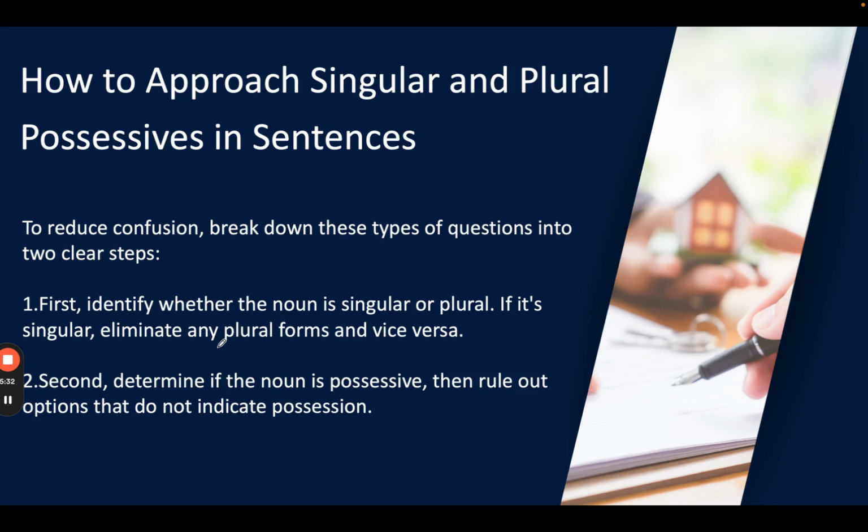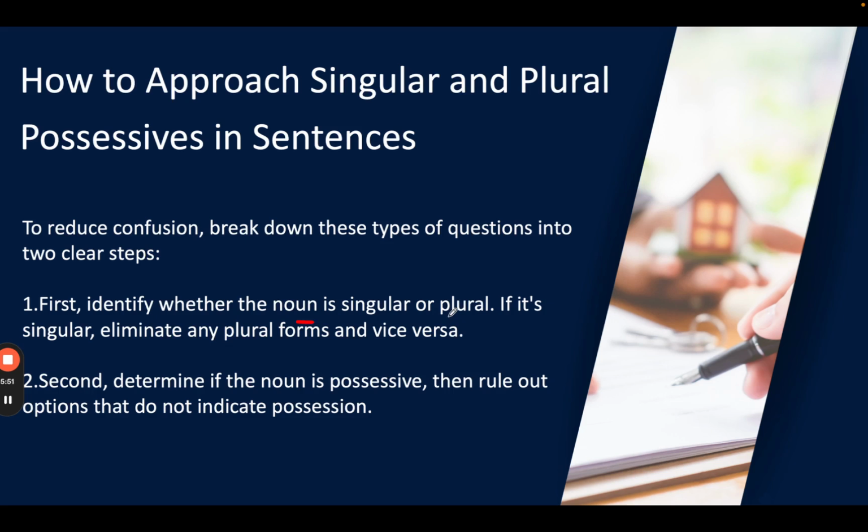Break it down and read the sentence out loud to understand if it's making grammatical and logical sense. Now, how do we approach singular and plural possessives in sentences? To reduce this whole confusion of what to do first, let's break down our steps. The first thing to do is identify whether the noun is singular or plural. The first basic step is to know what that noun is.